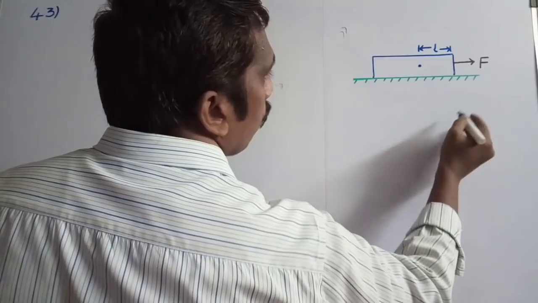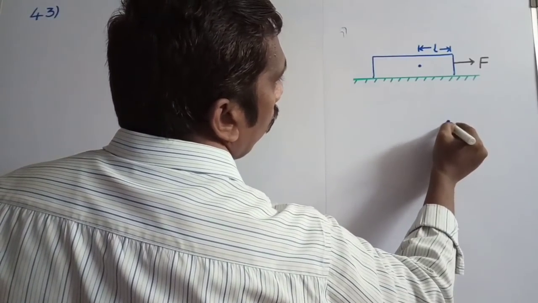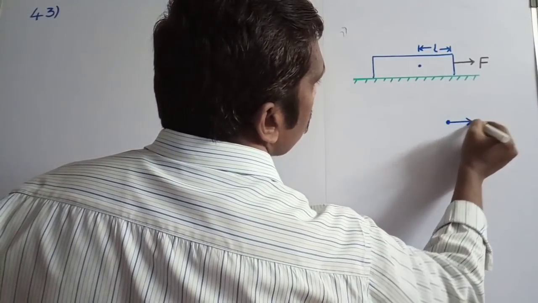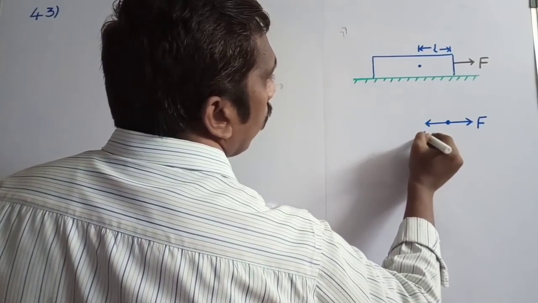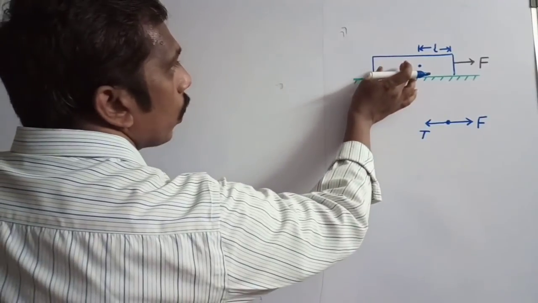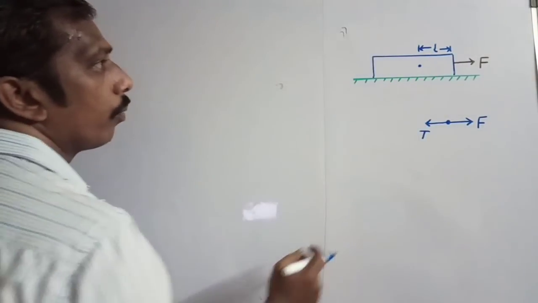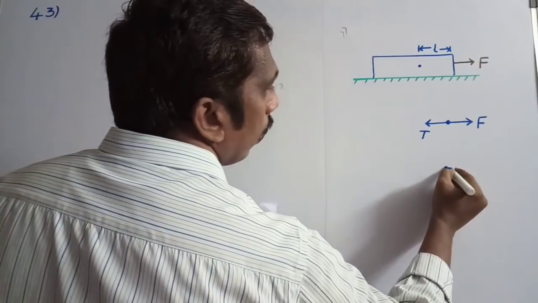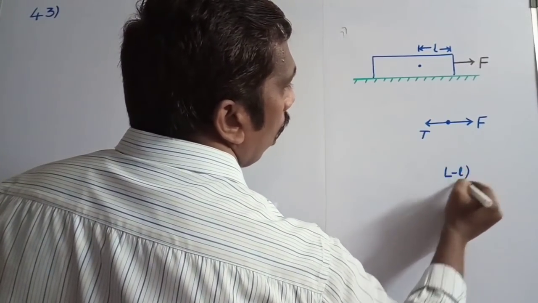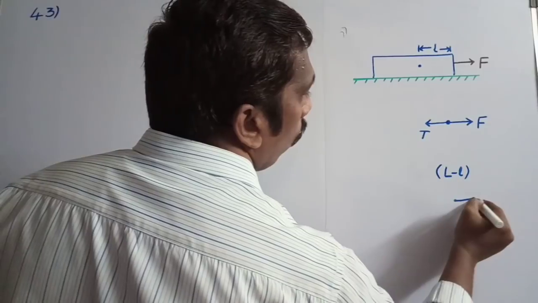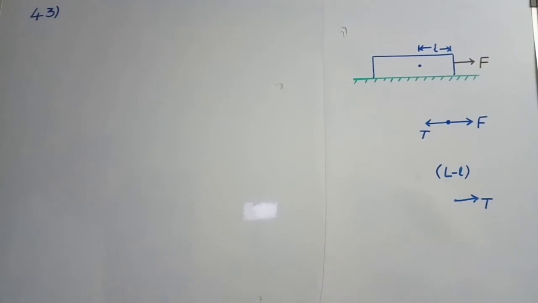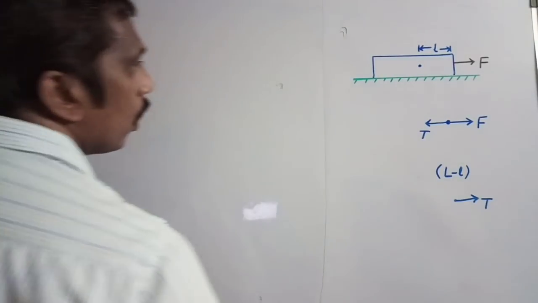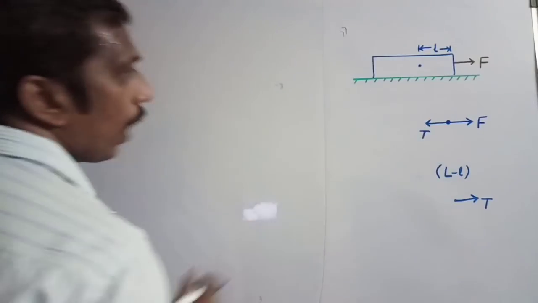So if you take this portion l, on that portion, F is acting in this direction and in the opposite direction, tension is acting because the remaining portion is trying to pull back. On this remaining L minus l portion, only tension is acting in this direction. These are the forces acting on the two parts. Right? Equations. So net force is equal to mass into acceleration.